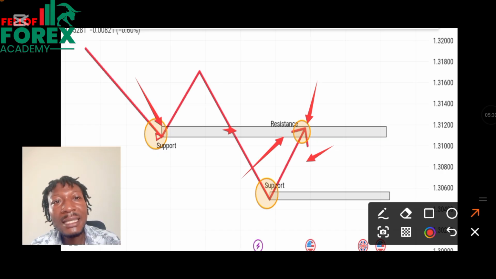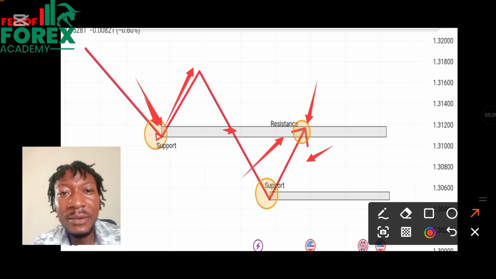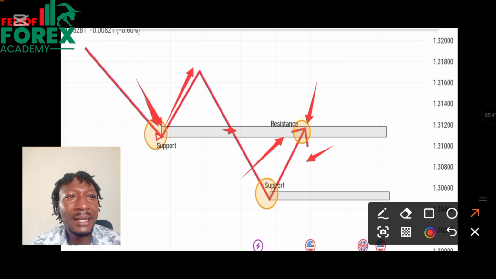Why? Because the last time price came there, it pulled all the way back, telling you that zone is not just a random zone. There is something big happening around that zone, okay.